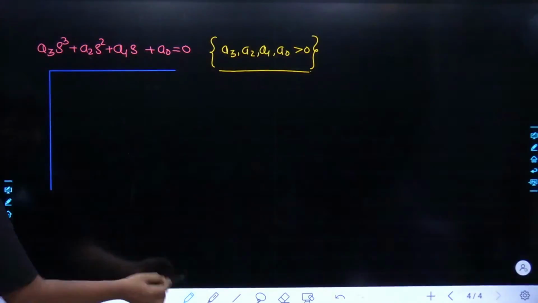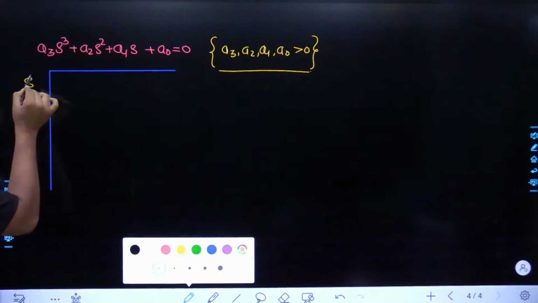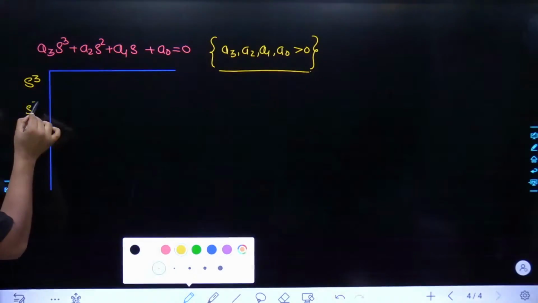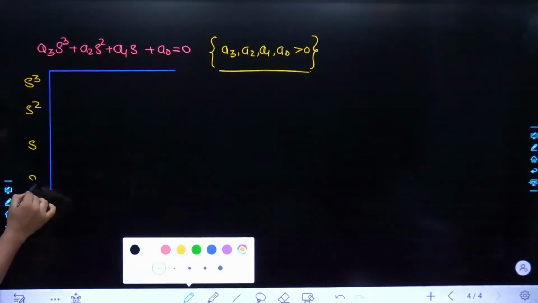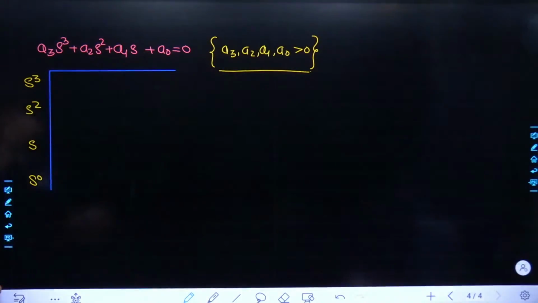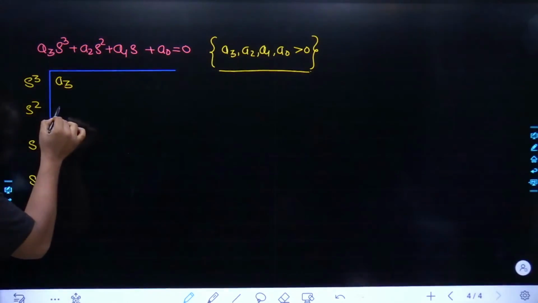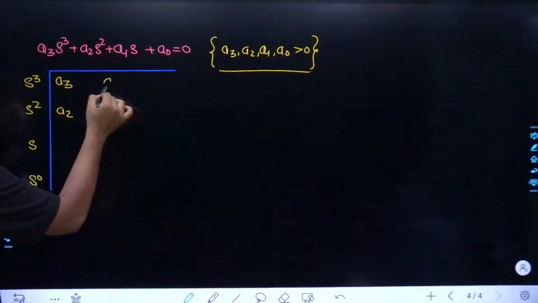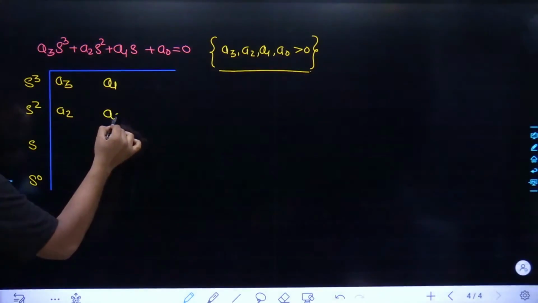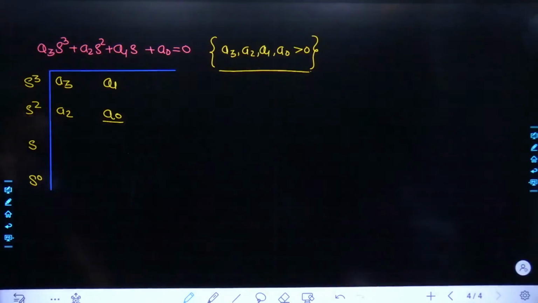Let me start feeding the data over here. So this row would be dedicated towards s cube. Here goes s square, here goes s, and here goes s raised to the power of 0. Let me start placing the coefficients over here. It's a3, here it goes a2, here it goes a1, and here it goes a naught. Yes, no? Agreed?